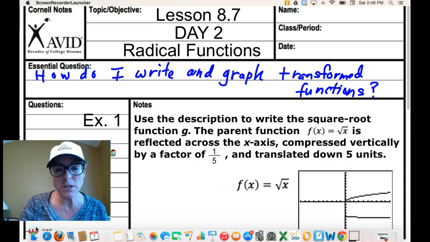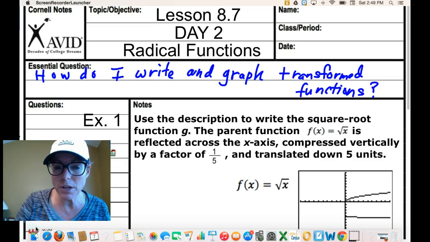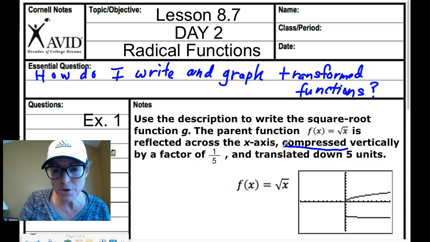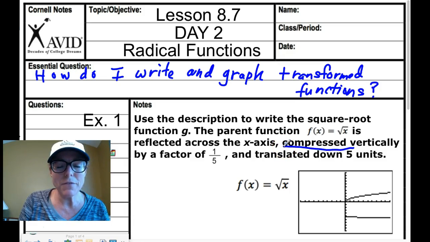The parent function, f of x equals the square root of x, is reflected across the x-axis, compressed, there's a key word again, compressed. Remember, it's either stretched or compressed. It's compressed vertically by a factor of 1 over 5. Okay, that's very important. And translated down 5 units.